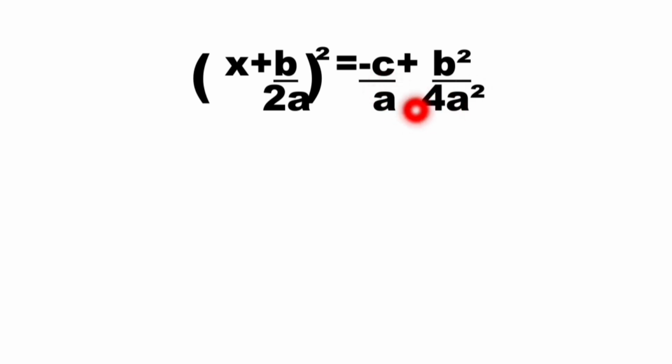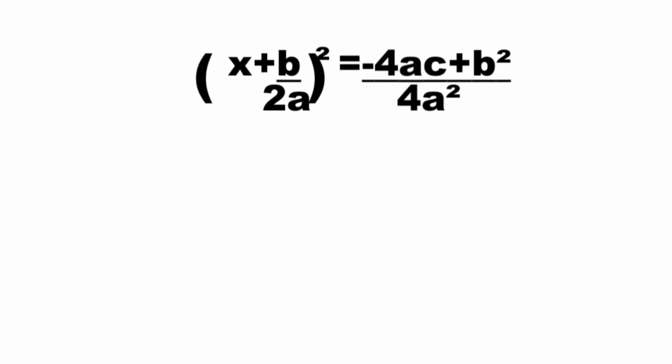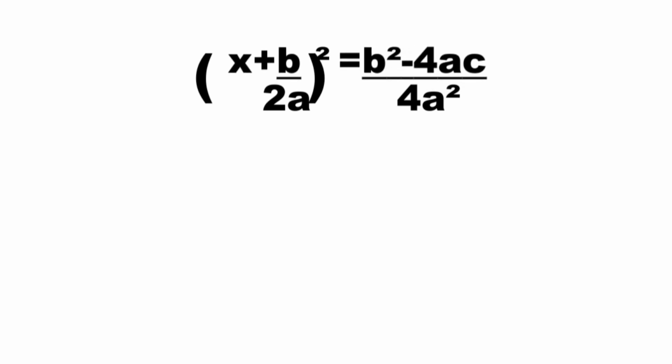Then simplifying this one, find the LCD, the least common denominator, which is 4a squared. Since we have a here, we multiply that with 4ac, so negative 4ac plus b squared over 4a squared. Now interchange, since this is positive and this is negative, so we have b squared minus 4ac over 4a squared.